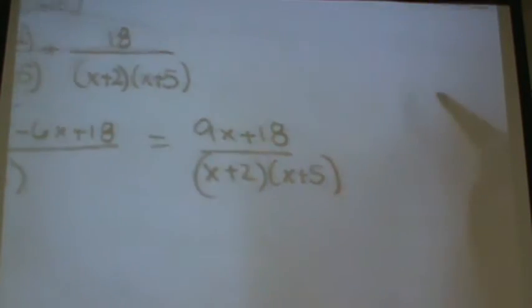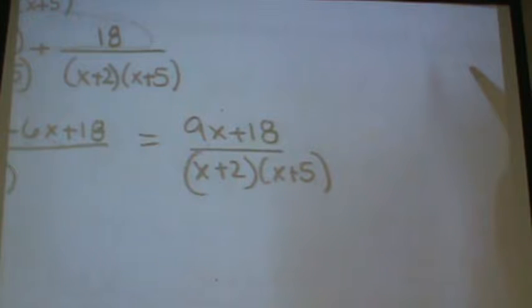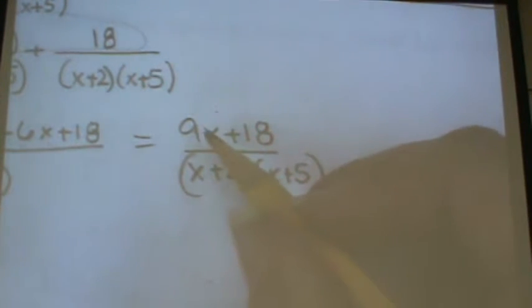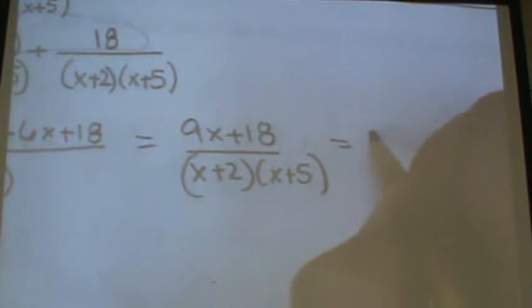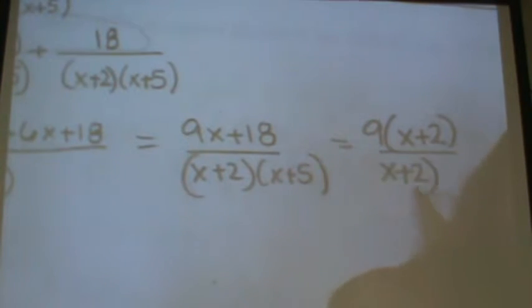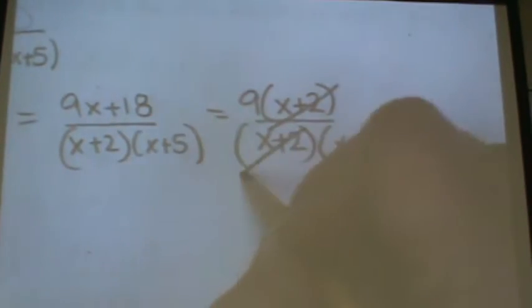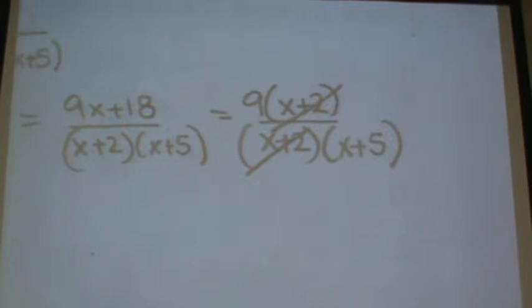Want to try something else? Our goal is to simplify this as much as possible. Can you take something out of here? What do you get when you take a 9 out? 9 times x plus 2. What's left? It's 9 over x plus 5. You have the privilege of canceling those out. What's your final answer? 9 over x plus 5.